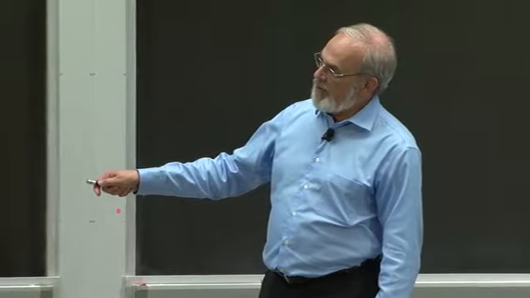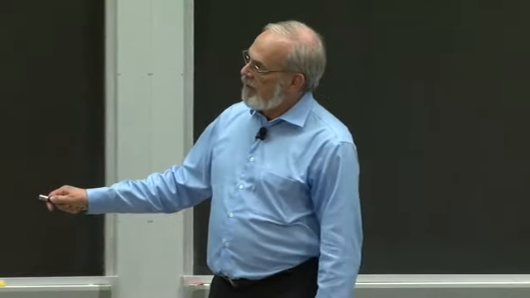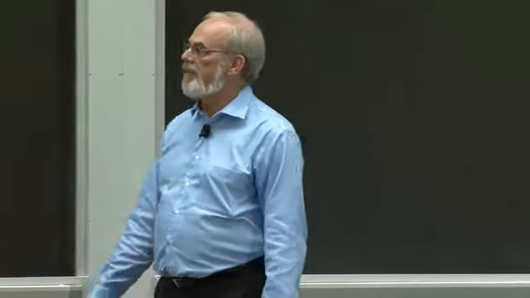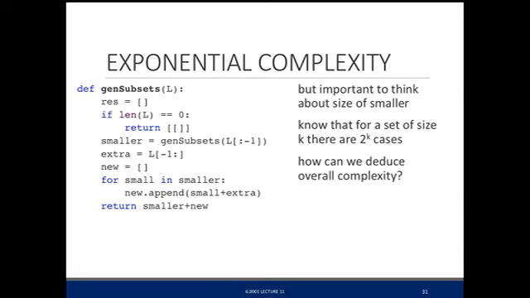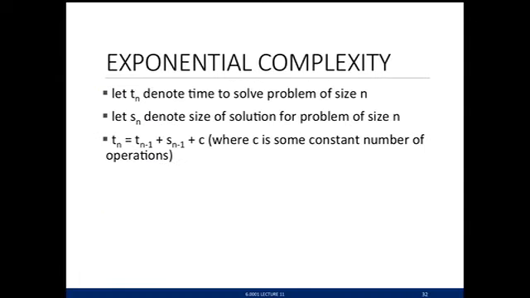The amount of time it takes me to solve the problem of size n is the amount of time it takes me to solve the slightly smaller problem, that's the recursive call to gen subsets, plus the amount of time it takes me to run over that loop, looking at everything in smaller and adding in a new version, plus some constant c, which is just the number of constant steps inside that loop. Again, if I go back to it, T sub n is the cost here, T sub n minus 1 is the cost there, S sub n is the size of this, and then I got 1, 2, 3, 4, 5 constant steps. So c is probably 5 in this case.